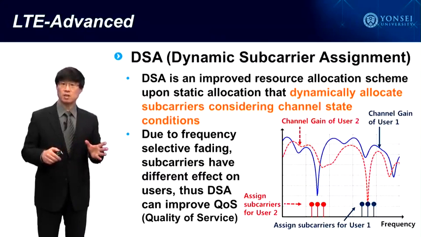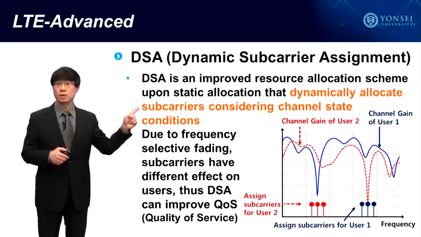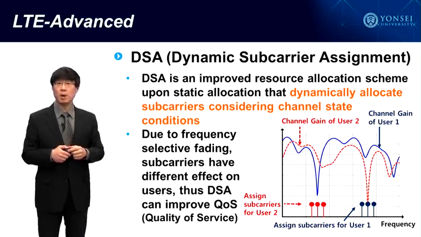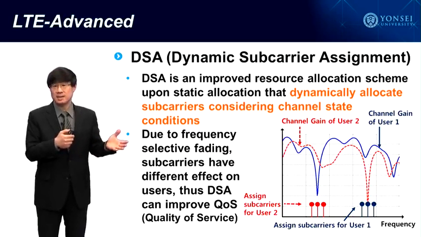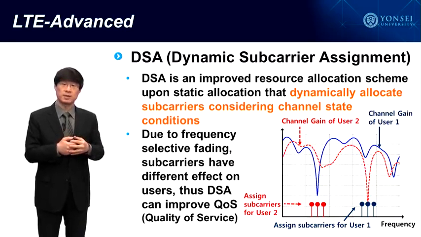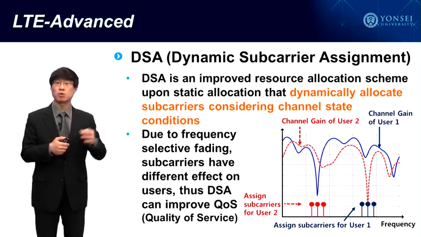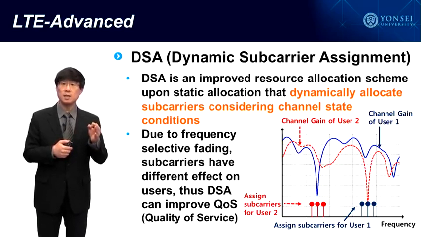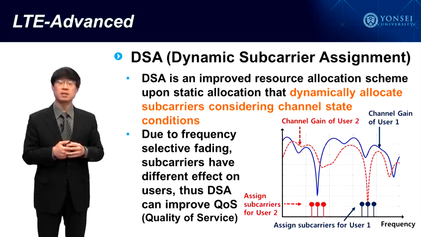The next technology is DSA, Dynamic Subcarrier Assignment. DSA is an improved resource allocation scheme upon static allocation. And we're talking about actually SSA, which is static subcarrier assignment technology. DSA is a dynamic subcarrier assignment technology that is an improved one. And what it does is dynamically allocates subcarriers considering channel state conditions.